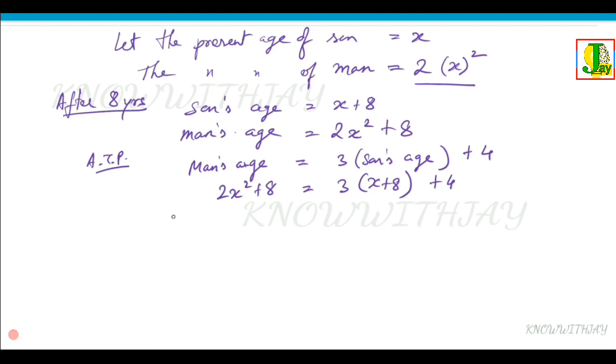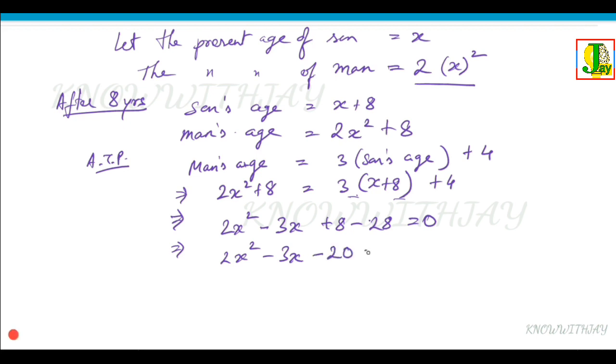Now reduce it to a quadratic equation. We have 2x square. Now from this side we get 3x, so bringing it to the left side, we have minus 3x. Plus 8, and here we have 24 plus 4, 28. So bringing it to the left, we have plus 8 minus 28, equals 0. So our quadratic equation is 2x square minus 3x minus 20 equals 0. Now solve it.